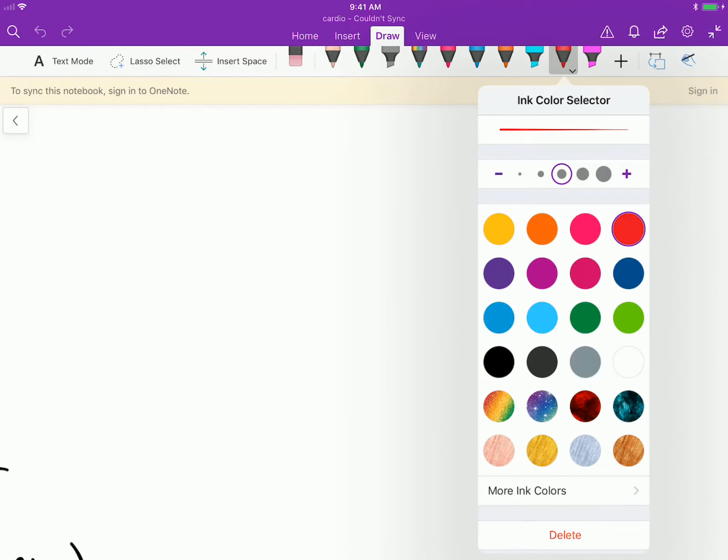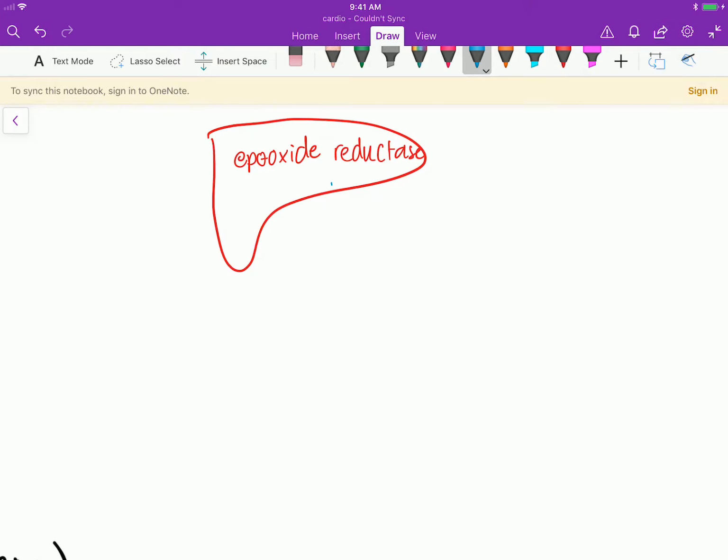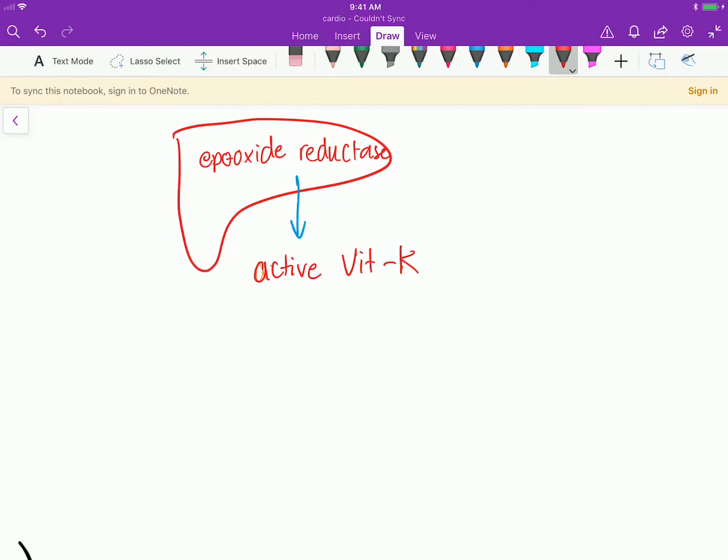So remember that your liver has an enzyme. This is the shape of a liver. It has an enzyme called epoxide reductase. This is what converts vitamin K to its active form. So now active vitamin K is very important for coagulation factors.